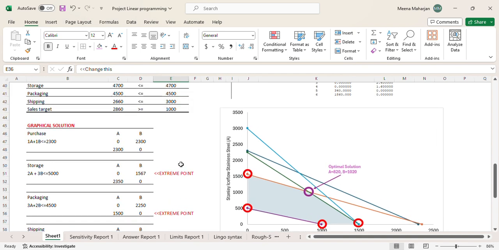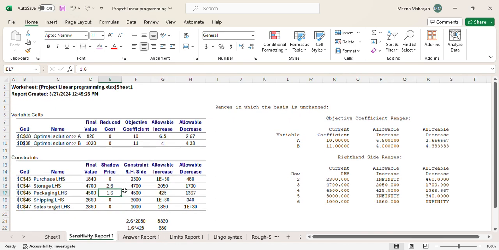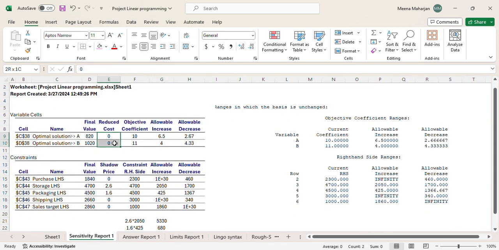So moving to the sensitivity report, we have here for A and B, the reduced cost for both A and B variables is zero, which means that increasing the quantity of either tumbler A or B by 1 unit from the optimal solution does not change the profit.